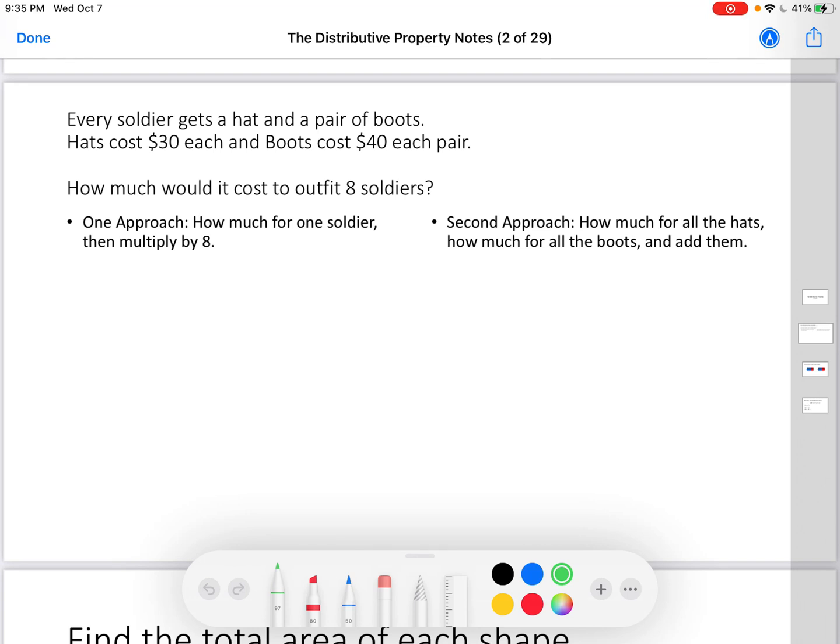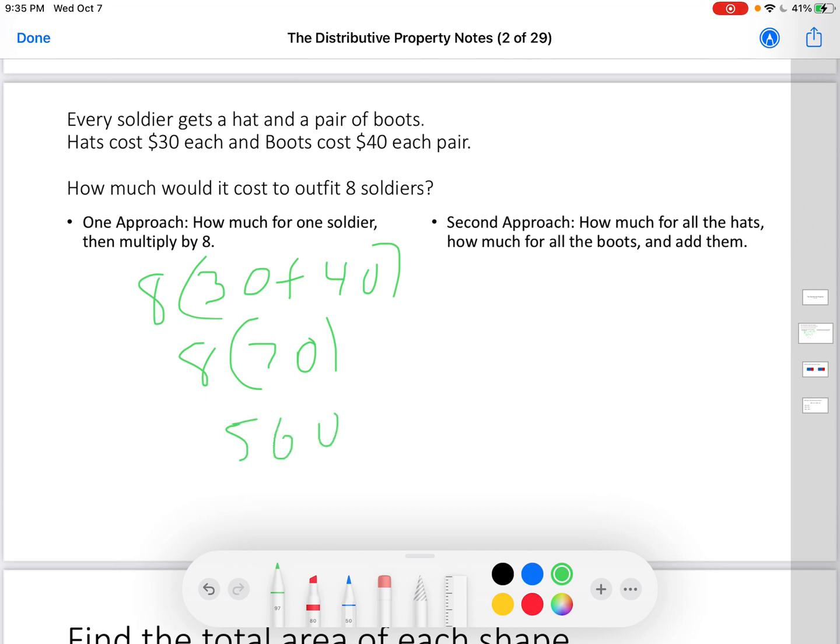So one approach would be to figure out how much it costs for one soldier and then multiply it by 8. So one soldier would be $30 for the hat plus $40 for the pair of boots, equal to $70 for one soldier, and then we'll multiply it by 8. So 8 times 70 is $560 total. That's one approach.